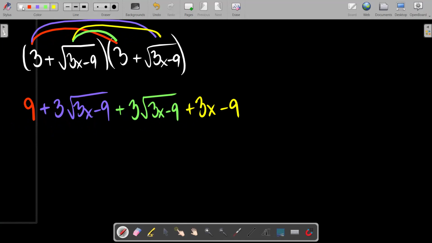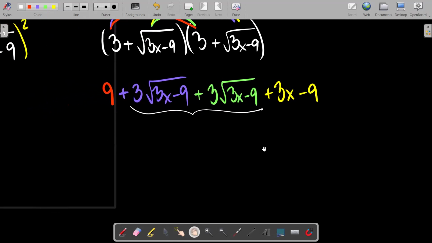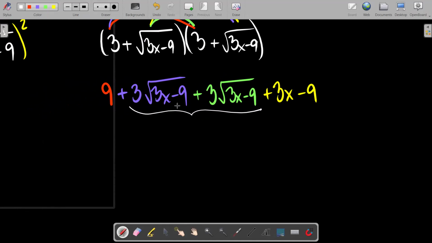You'll notice, as always is the case when we FOIL things, that the two terms in the middle are like terms, right? So we're going to put those together. We're going to wind up with, let's see, I'm going to put those together first, I guess. We don't have to. I will. I'm going to do 6 roots of 3x minus 9. And what else do I have? I hope I didn't lose anybody. Do we all agree if you got 3 somethings and you add 3 more, you got 6 of the same somethings, right? The somethings don't change, just the number of them that we have.